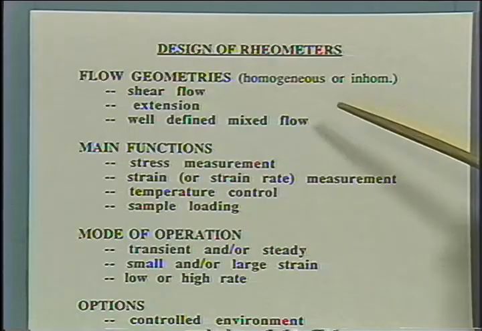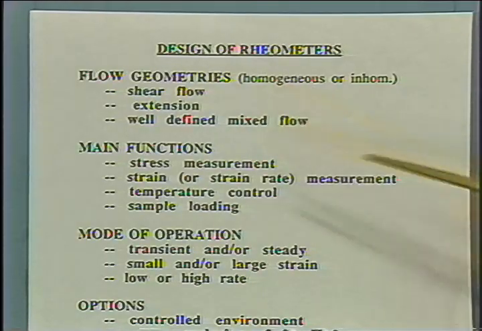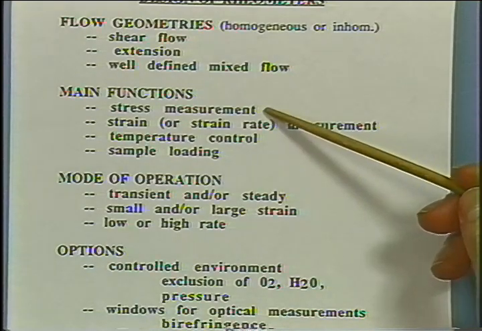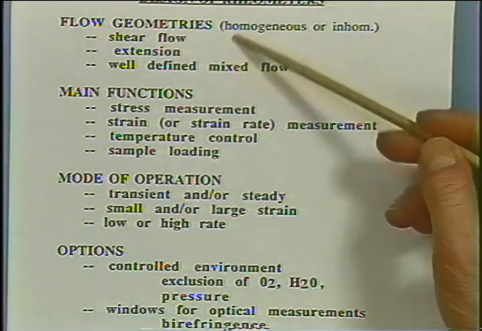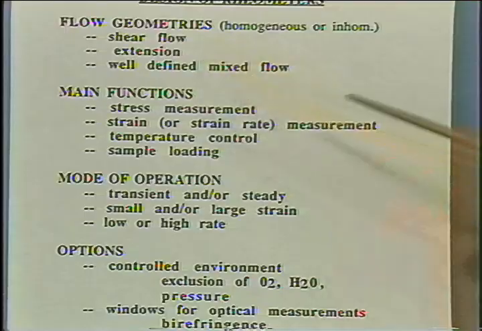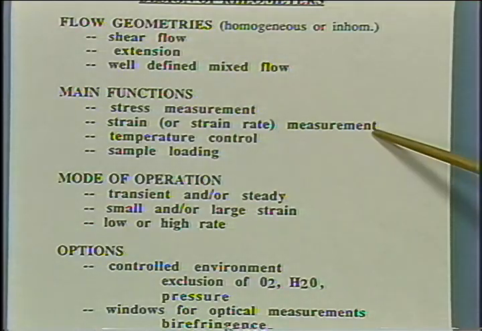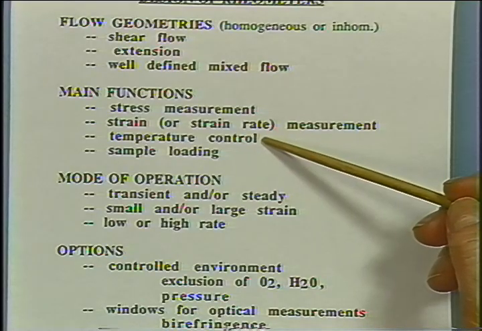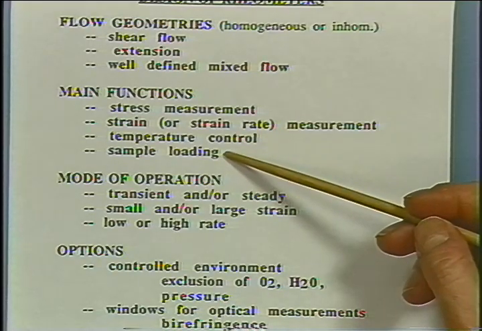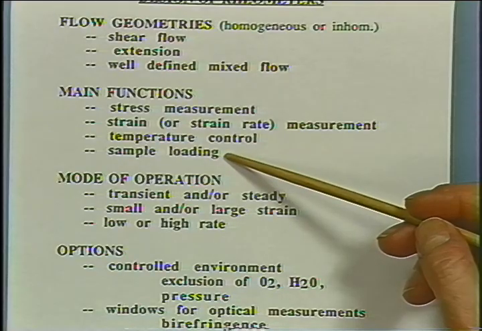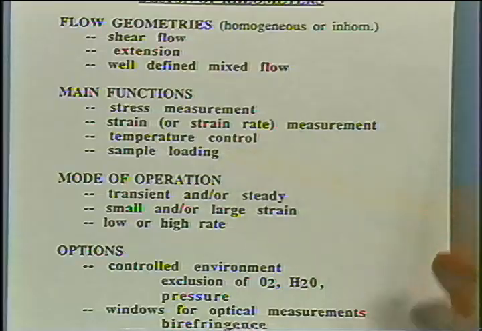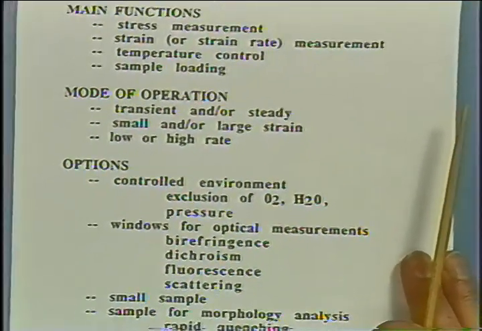But here we would like to look at well-defined kinematics. The main functions of the rheometer would be the measurement of stress and strain. After having generated the right strains as a function of time, we would also measure that. The temperature should be controlled, since the properties depend very much on temperature. And somehow the sample loading and unloading is important. It's very hard for melts, and for solutions it's of course fairly easy.